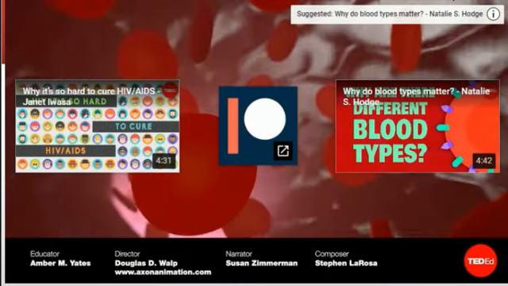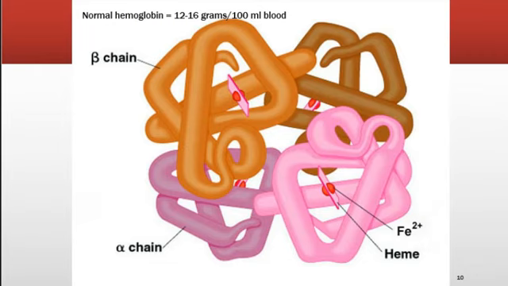All right, well, there you go. That answered all the questions, didn't it? Yeah. Okay, so this is what the normal hemoglobin looks like.